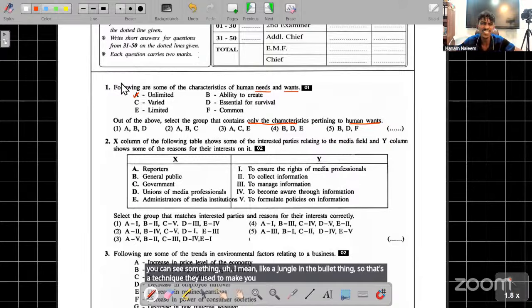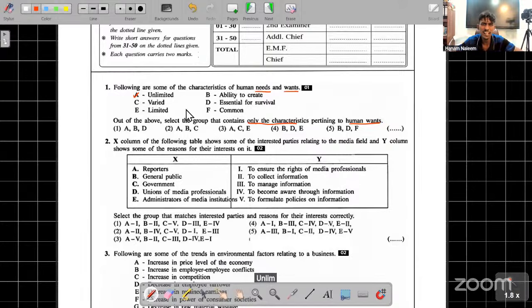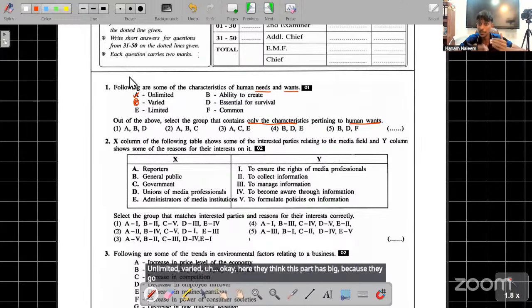That's a technique they used to make you feel that way. Some students think unlimited, varied, and here they think this part as B, because they go in that order. That's what I said, first question, needs and wants, was made easy. Sometimes you don't see the bulletings. So that's a plot they do. Please understand how the bulleting is given.